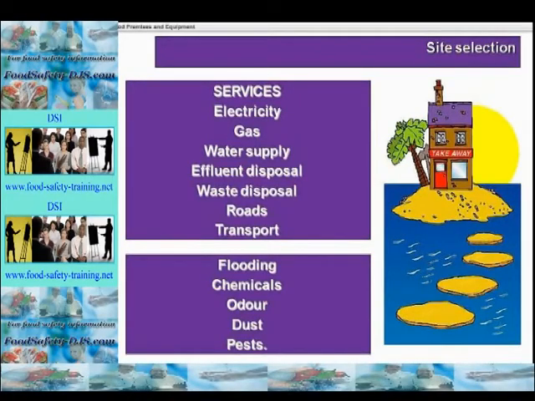When you're choosing a site for a food premises, you must take into account the following things. First of all, services: electricity, gas, water supply, effluent disposal, waste disposal, roads and transport. Also, problems to be avoided include flooding, chemicals, odour, dust and pests. Also, regard should be had to the premises in the neighbourhood so as not to cause nuisance from things like noise, odour, traffic, etc.